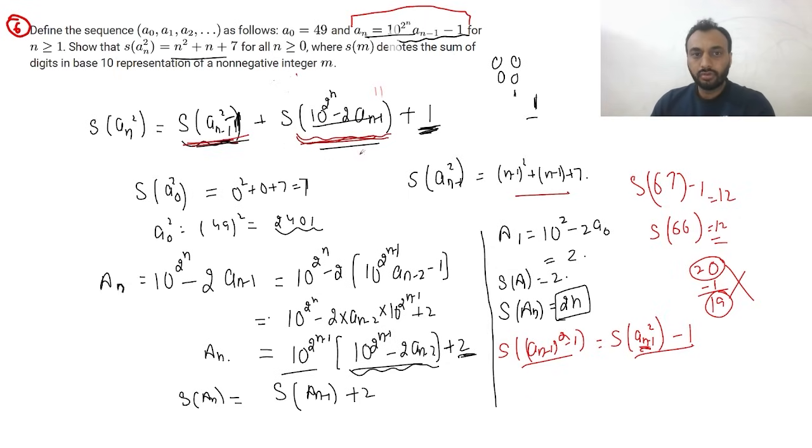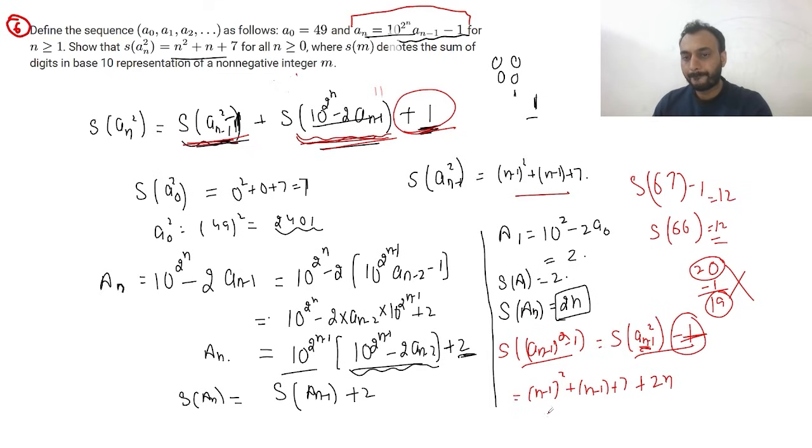Now if I do all the things in this, what I will get is (n-1) squared plus (n-1) plus 7 plus 2n, and this minus 1 will cancel out with this plus 1. So if we simplify, this is n squared plus n plus 7.